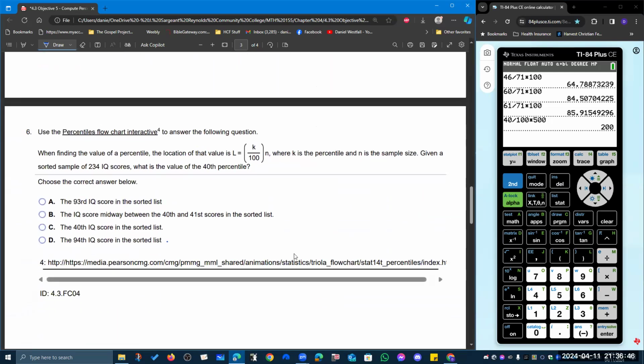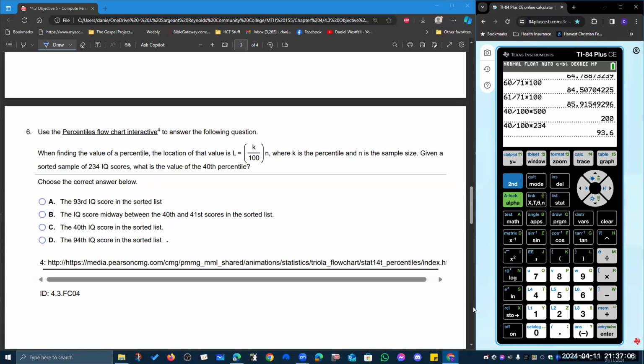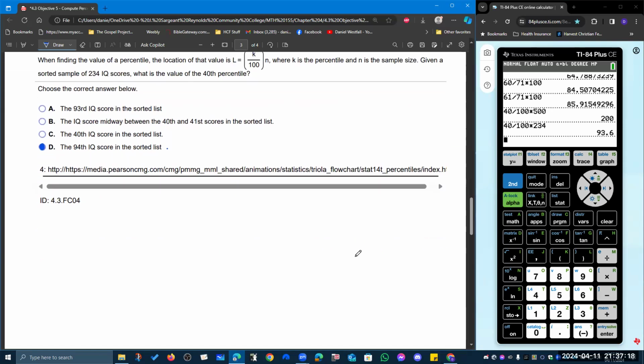Let's keep going here. Let's find L here, where again, we want 40 divided by 100 times, this time there's only 234 IQ scores. So we get 93.6. So it's going to be the 94th IQ score in the sorted list there.